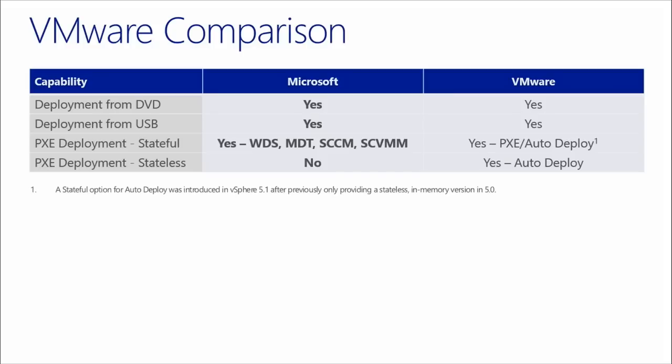failure, I suppose. But when we come to network deployment, as we said, for a stateful deployment, i.e. it gets deployed down to the metal and you can disconnect from the network once that's finished, and the image will still continue to run and the actual OS will continue to function. That stateful deployment can use WDS, MDT, or Configuration Manager, but we've talked mostly about VMM.